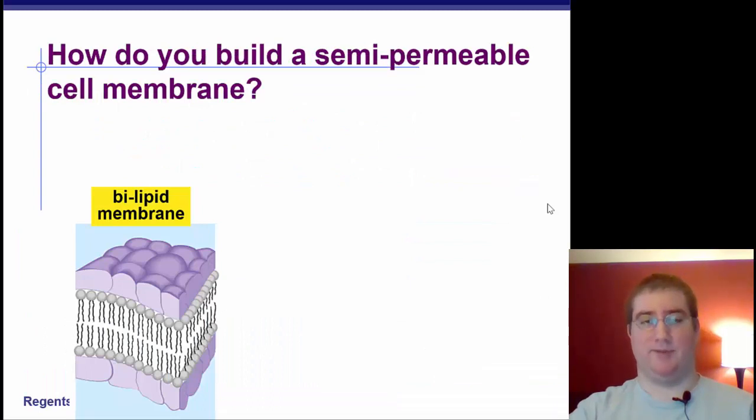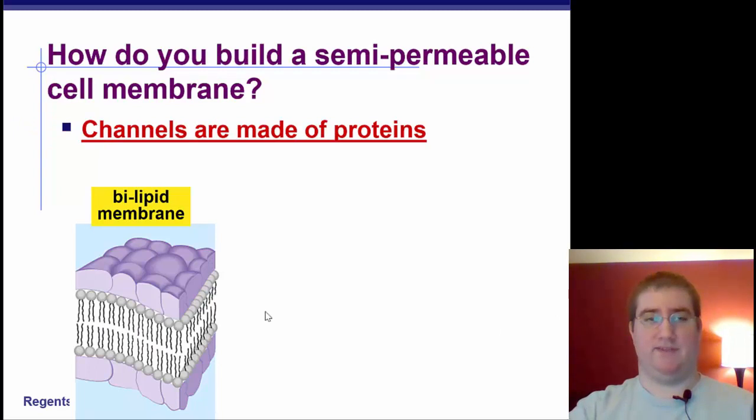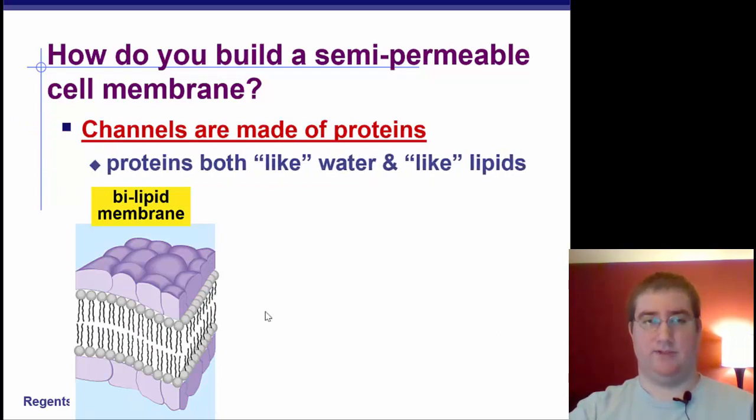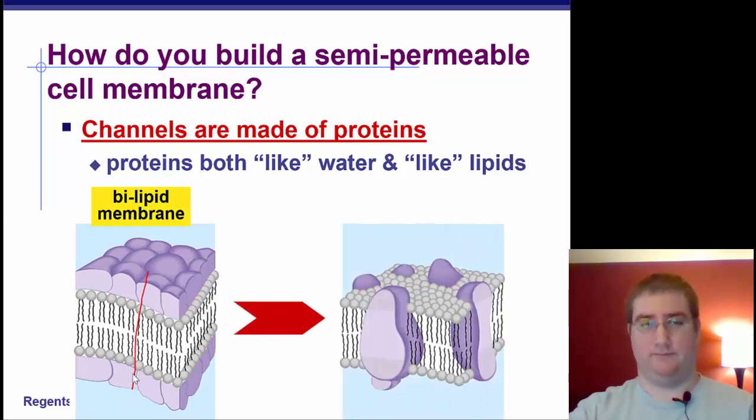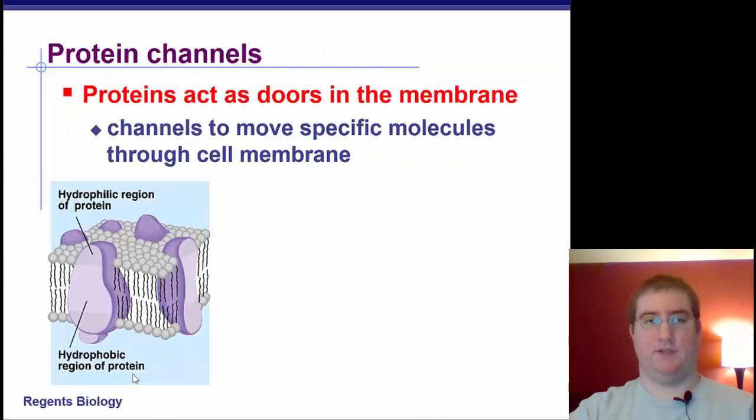How do you actually build a semipermeable membrane? We have the bilipid membrane. We have these channels that are made of proteins. These proteins both like water and like lipids, so they're able to completely integrate into the membrane and form those actual tunnels that different substances can get through. Once again, the proteins act as doors in the membrane. They allow the specific molecule to get through the cell membrane.